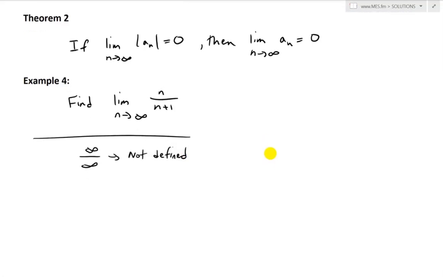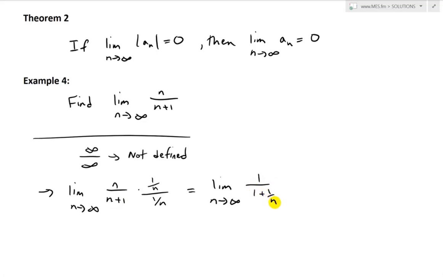So what we can do is write the limit as n approaches infinity of n over n plus 1, and we can divide the top and bottom by the highest power, which is n right here. So 1 over n over 1 over n. Then this would cancel with there. So we get the limit as n approaches infinity of 1 over, well, the bottom is going to be 1 plus 1 over n.